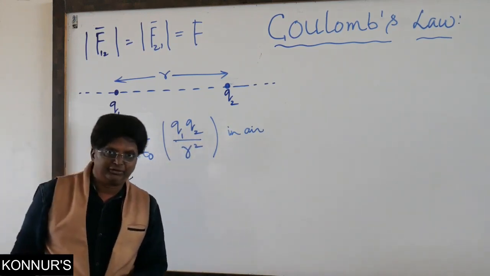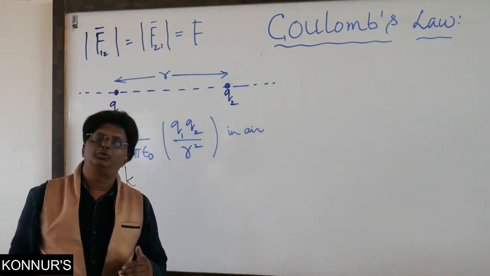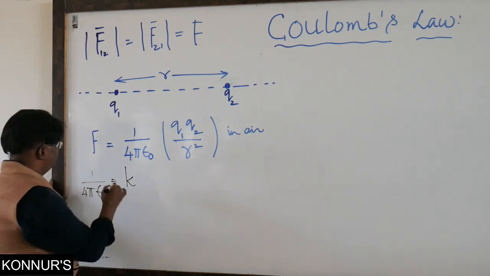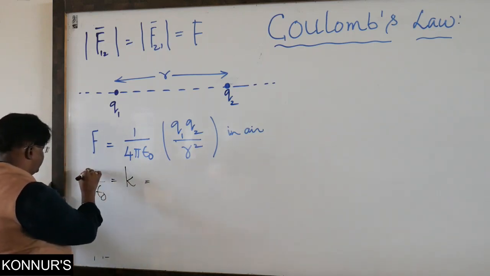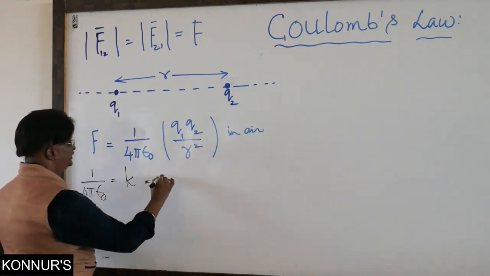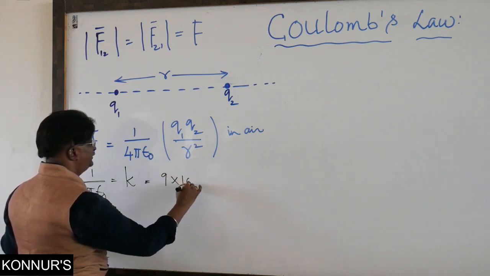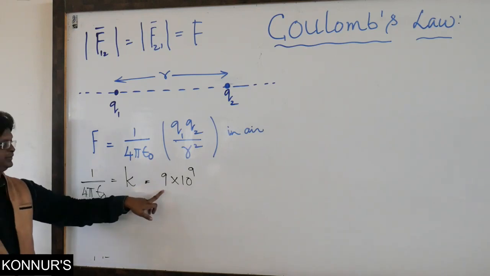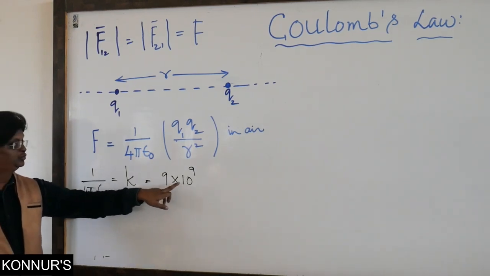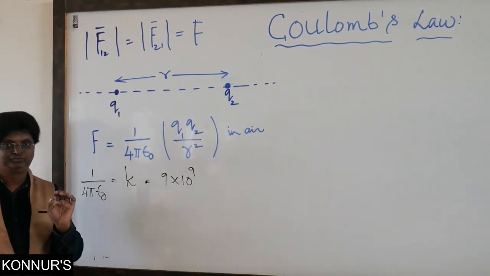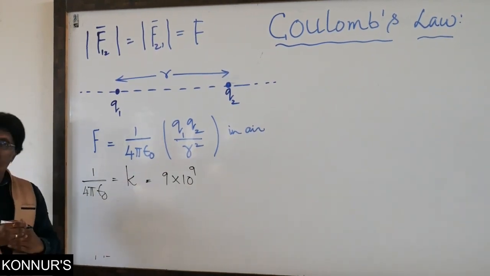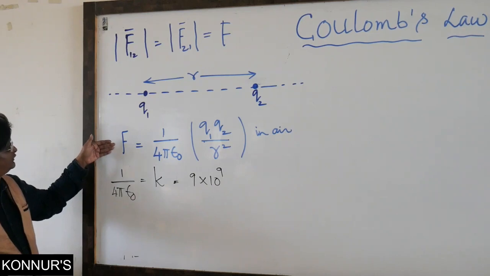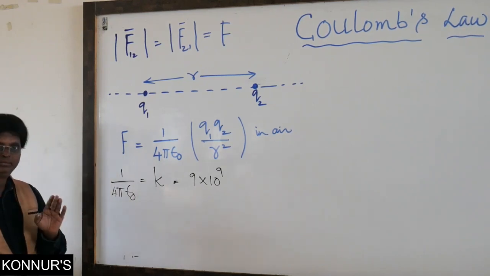Look at the symbol carefully, because every time we don't write 1 by 4 pi epsilon naught, I simply write it as small k, which means 1 by 4 pi epsilon naught, and the magnitude is 9 into 10 raised to 9. The value of 1 by 4 pi epsilon naught is 9 into 10 raised to 9. So this will help us in quick answers of any simplifications for this electrostatic force.